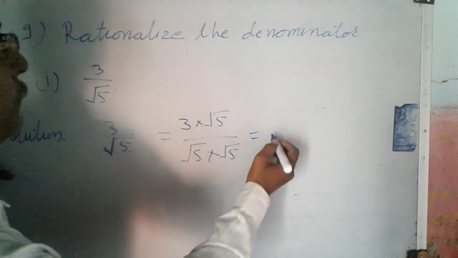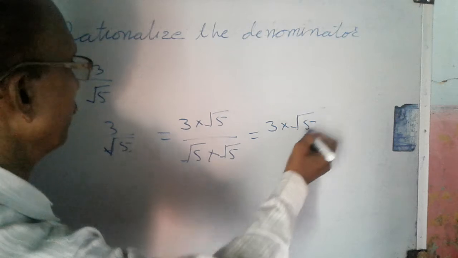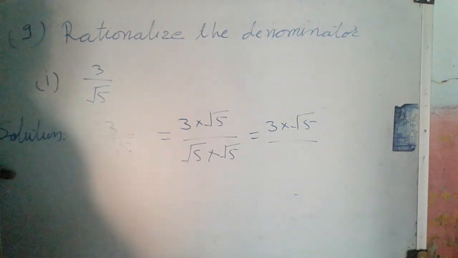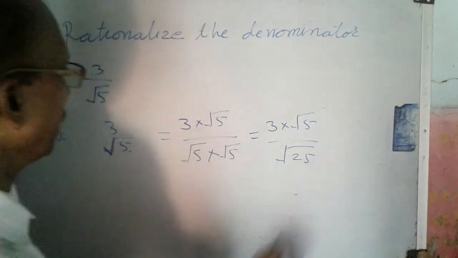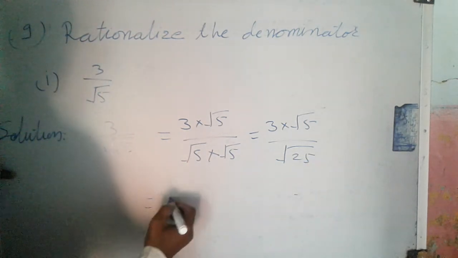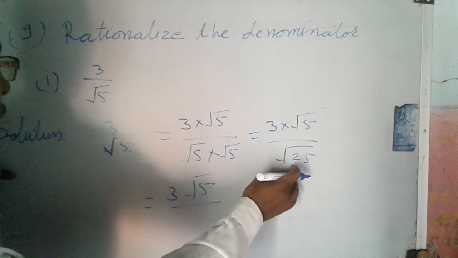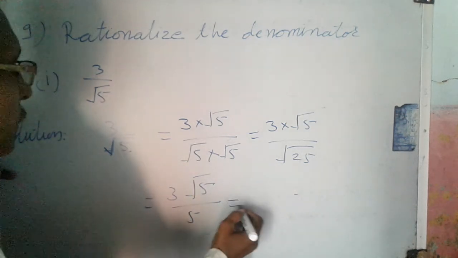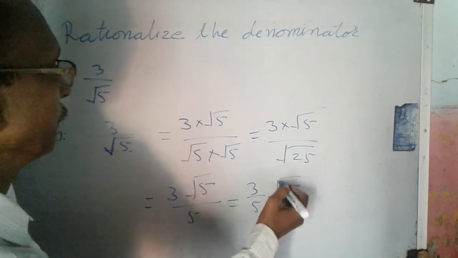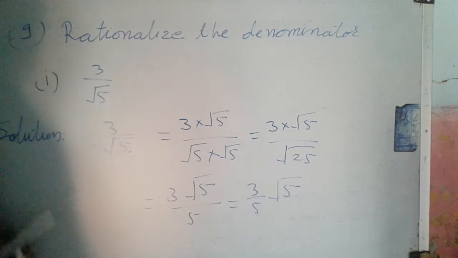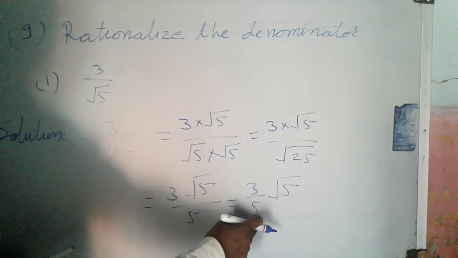That is equal to 3 multiplied by root 5, and here root 5 into root 5, that means under root 25. That is equal to 3 root 5 upon the square root of 25, which is 5. That is 3 root 5 upon 5. That means here the denominator is rationalized. The 5 is a rational number.